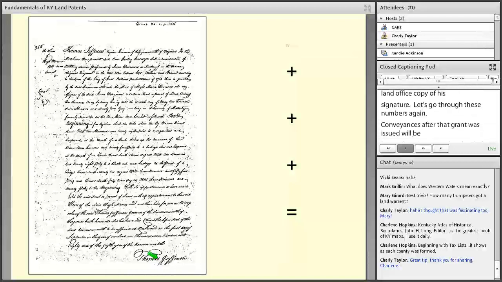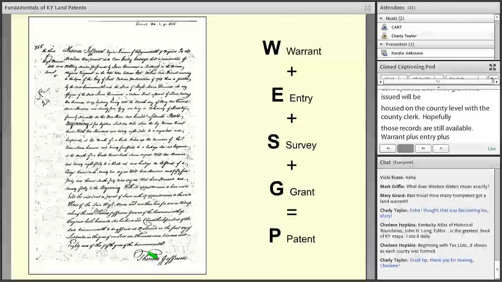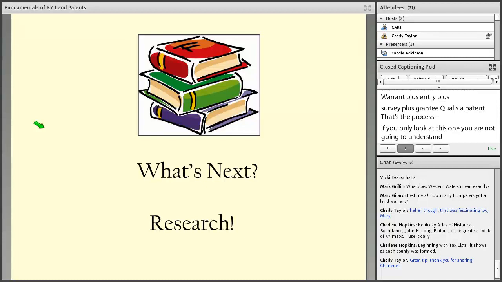Warrant plus entry plus survey plus grant equals a patent. That's the process. And if you only look at this one, you are not going to understand the assignments that occurred before that grant came to be. Okay, we've talked about history. We've talked about terms. Everybody ready to do a little bit of research? Let's go.